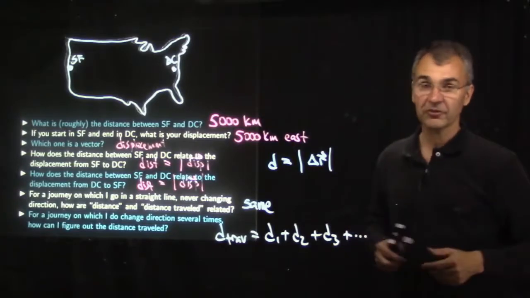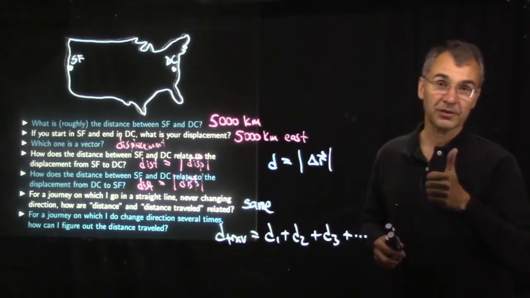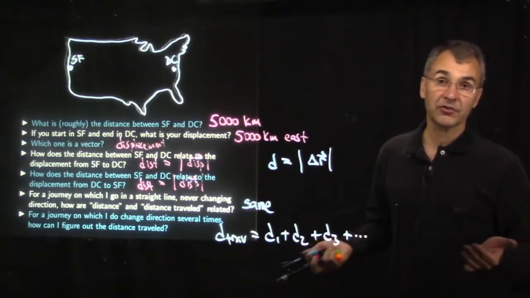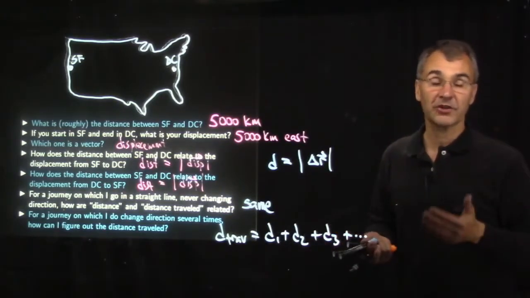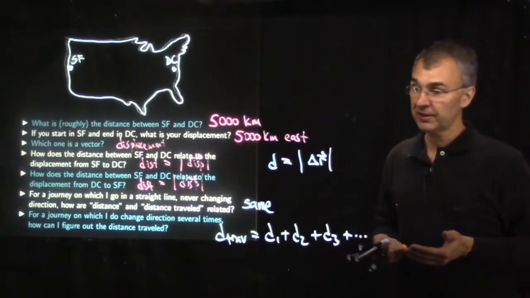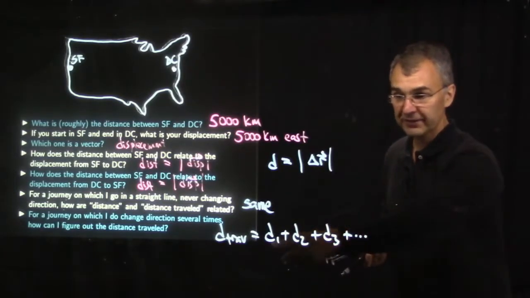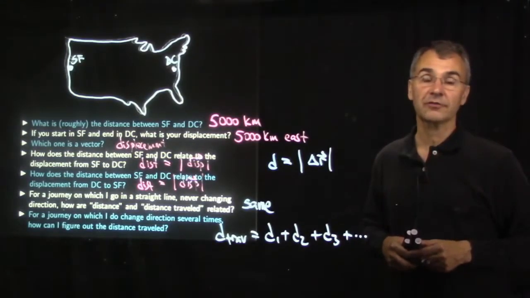And how many segments are there? There's one segment plus however many times I change direction. If I never change direction, it's just one segment. If I change direction once, I have two segments. If I change direction twice, I have three segments. So then we work out the distances of those individual segments and add them together to get the distance traveled.